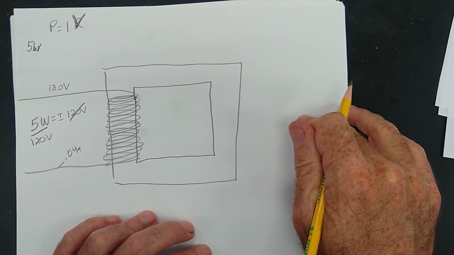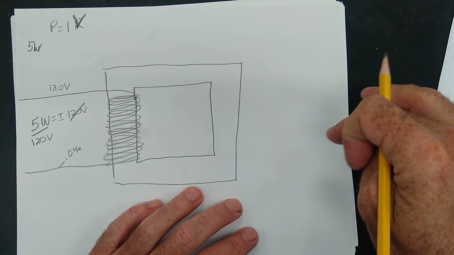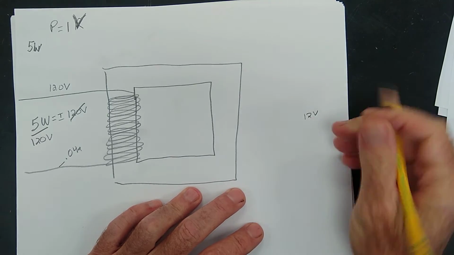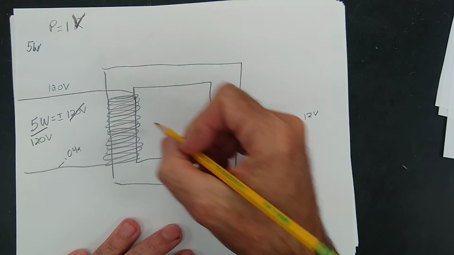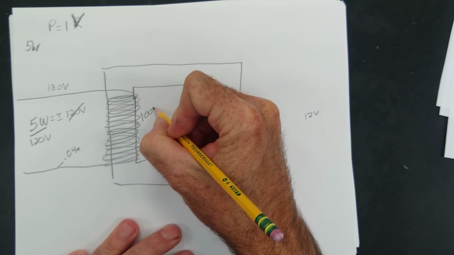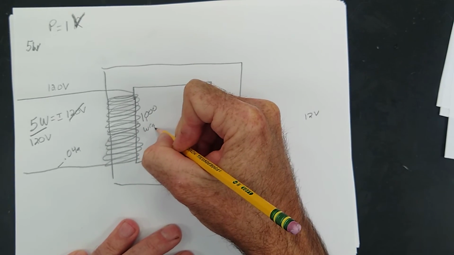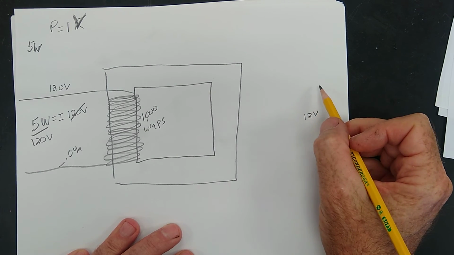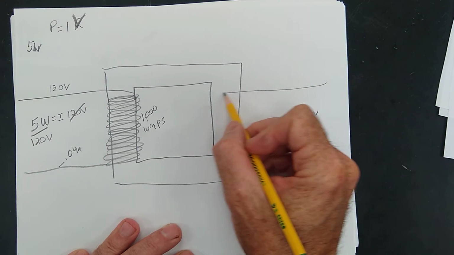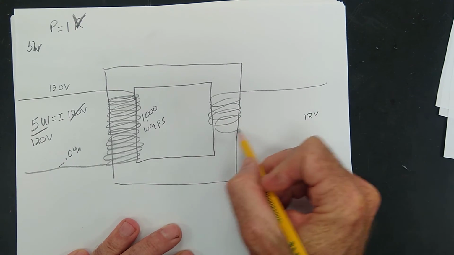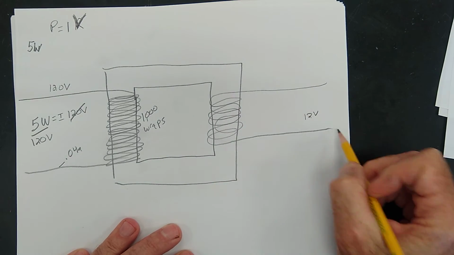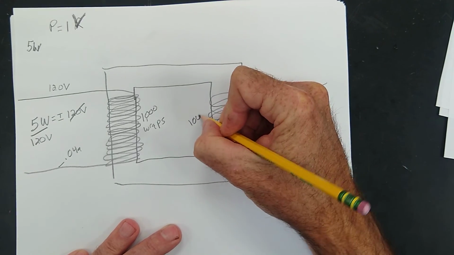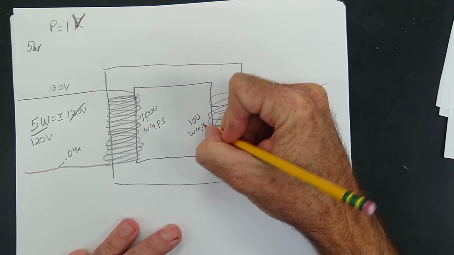Now, on this side, we want to plug a 12-volt battery charger in. If there's 1,000 wraps on this side, how are we going to step it down to 12 volts on this side? That's right, we're going to change the number of wraps. If we're going to step it down to 12 volts, how many wraps do we need on this side? Yep, 100 wraps.